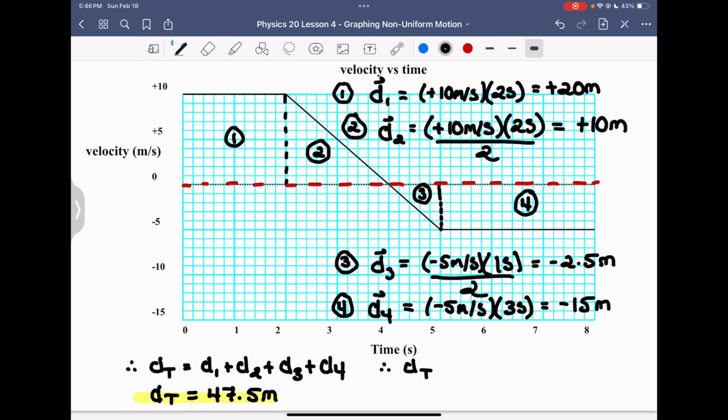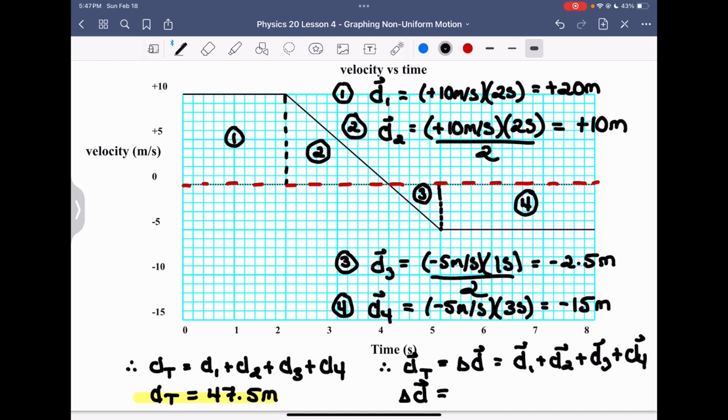Total displacement, or you could say the change in displacement, is equal to displacement 1 plus displacement 2 plus displacement 3 plus displacement 4. Okay, therefore, the change in displacement, or the net change in position, that's the way it's defined in our notes, is the net change in position from where you start to where you end.